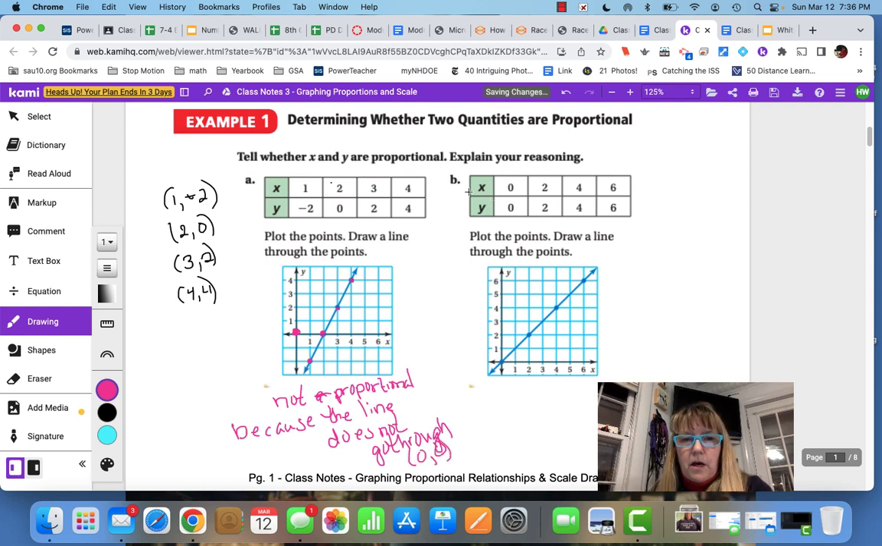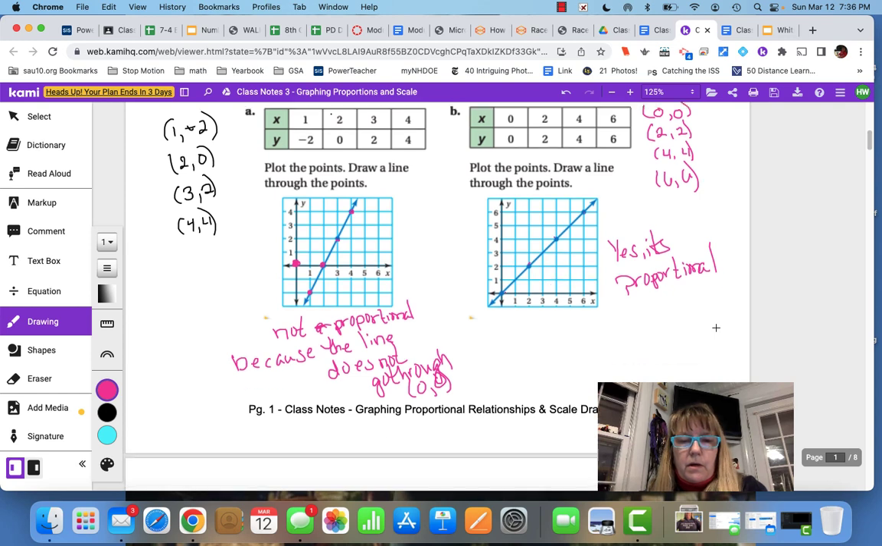So if I take this chart and I plot these, I have 0, 0. Well, I know that at least it goes through 0, 0 because the first XY pair is the origin. And then 2, 2, and 4, 4, and 6, 6. When I plot those dots, I get 0, 0, 2, 2, 4, 4, and 6, 6. And it is a line, and it does go through 0, so therefore it is proportional. Yes, it's proportional. Okay, that's the first example.